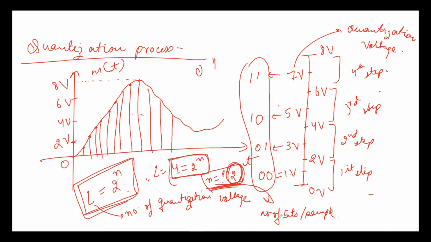N is the number of bits per sample. Someone is asking what is n here? N is the number of bits per sample that we use for encoding.